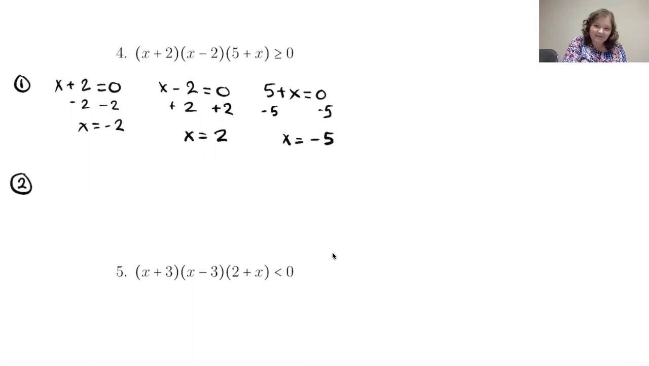All right, so step 2, we will put it on a number line. And we'll do them in numerical order. So -5 comes first, then -2, then +2.